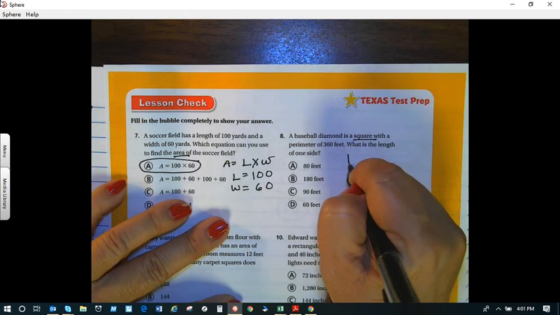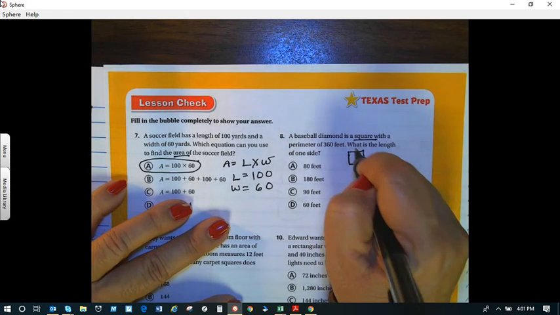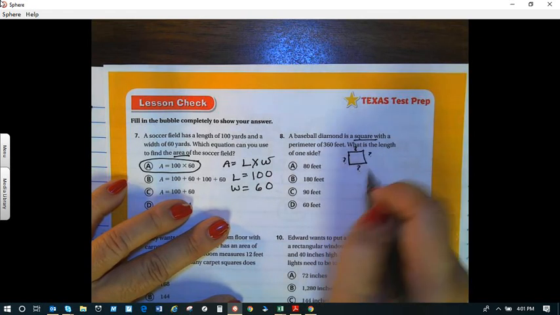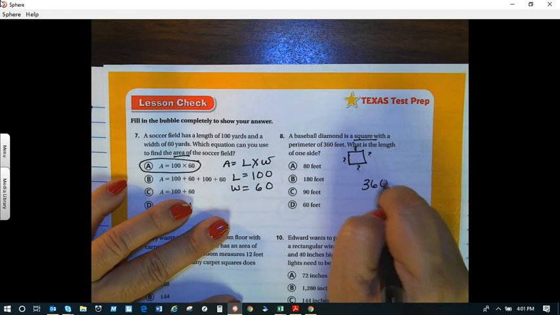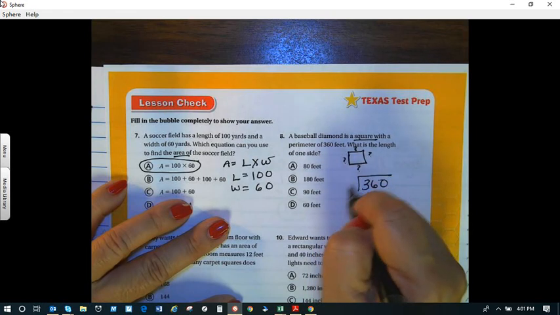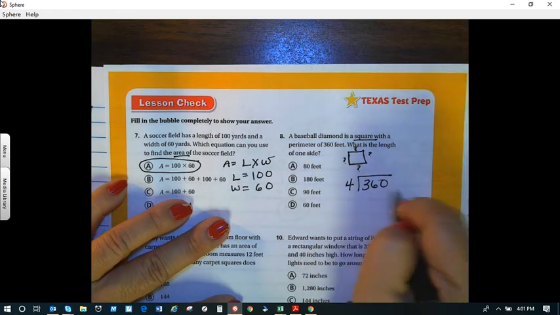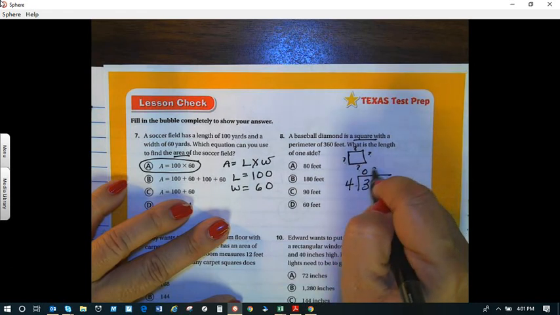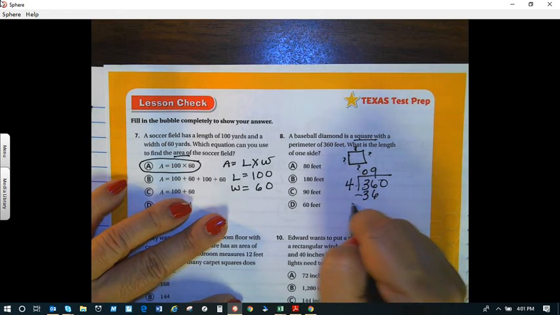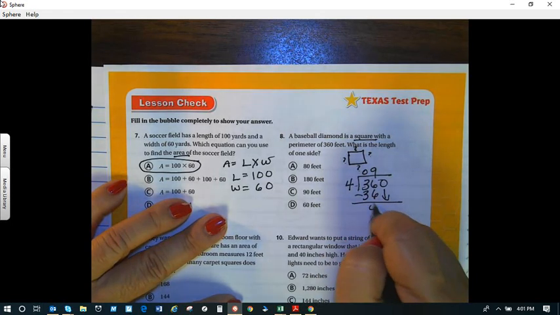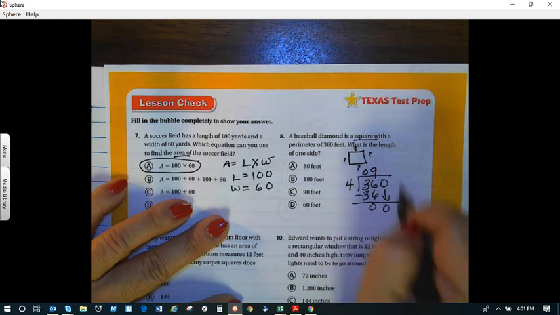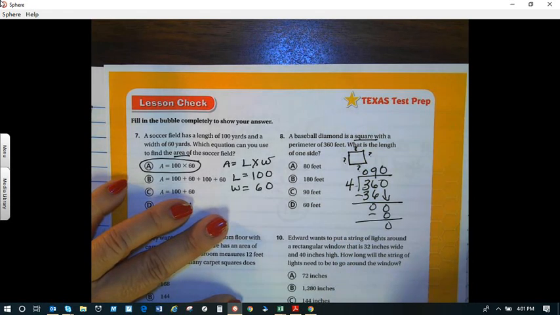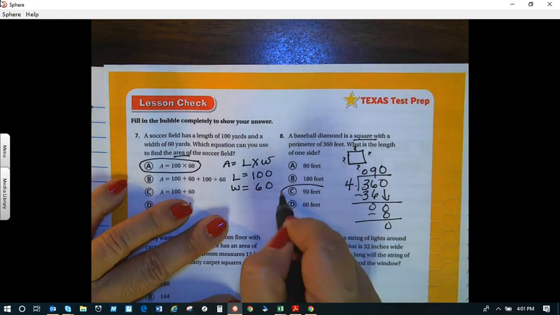Well, I'm going to draw up my square. I'm needing to find, and perimeter means to add all sides. So if I have 4 sides, I'm going to have 360 divided by 4. So 4 goes into 360. 4 cannot go into 3, but 4 can go into 36 9 times. I can subtract that out, bring down my 0. And 4 cannot go into 0, it'll be 0, and that's 0, and the remainder is 0. So it'll be 90 feet.